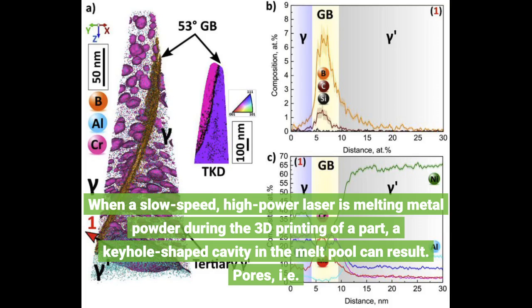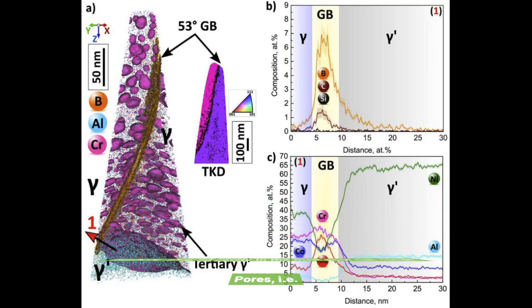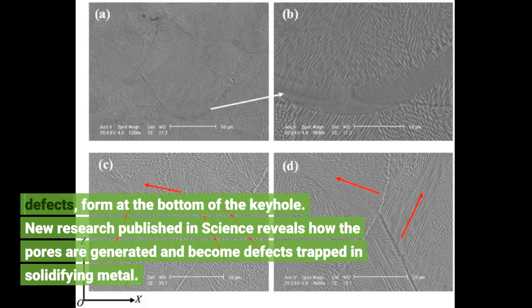Pores, i.e. defects, form at the bottom of the keyhole. New research published in Science reveals how the pores are generated and become defects trapped in solidifying metal.